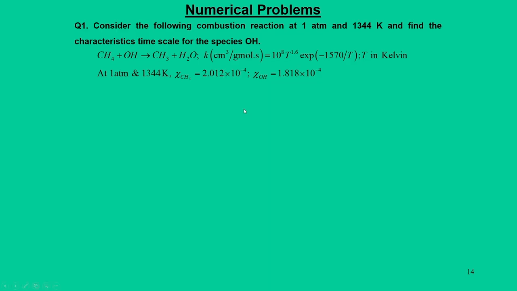Okay. With this, we come to the end of this lecture, and based on our understanding, we will try to solve a numerical problem. This numerical problem is all about finding the characteristic time scale for a certain reaction. We have already defined the nature of time scales for unimolecular, bimolecular and termolecular reactions. What has been given is one particular reaction, CH4 reacting with the radical OH to give CH3 plus H2O. This is one particular elementary, or you can say chain initiation or chain branching reaction, and the rate coefficient is defined in centimeter cube per gram mole per second, as a function of temperature: 10 to the power 8 into T to the power 1.6 exponential minus 1570 by T.